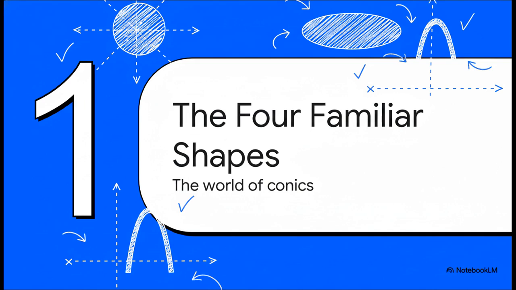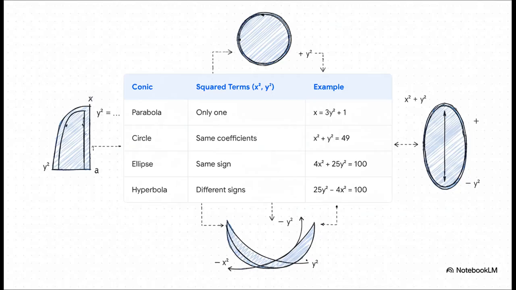Before we can even think about tackling that messy equation, let's take a quick step back. We need to revisit the world where these shapes live. You know, the neat and tidy world where everything lines up perfectly with the x and y axes. When these shapes are perfectly aligned with the axes, their equations are super predictable. It's like a cheat sheet, right? A parabola only has one squared term. For a circle, the x squared and y squared have the exact same number in front. For an ellipse, they have the same sign. And for a hyperbola, they have opposite signs. It's all so clean, so organized, all based on those squared terms.